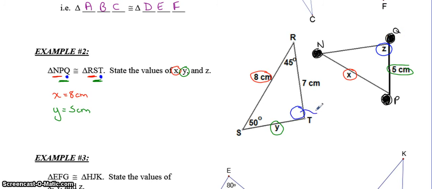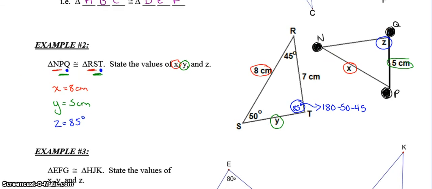And how can we figure out what that angle is? Remember that the three angles have to add up to 180. So if we take 180, subtract 50, and subtract 45, you get 85 degrees. So that means Z is equal to 85 degrees. So that's how you use this information to figure out the missing values.